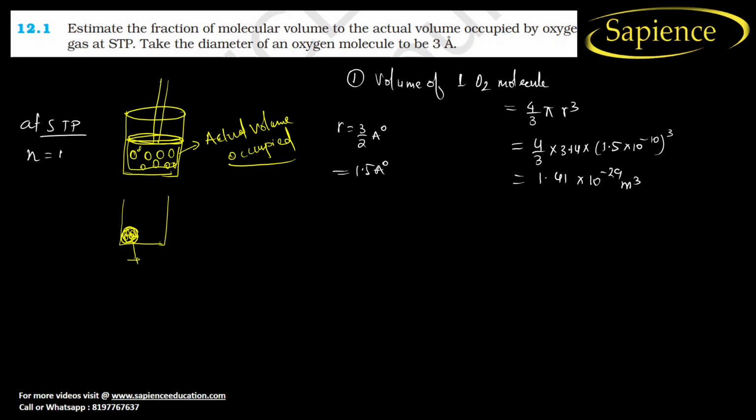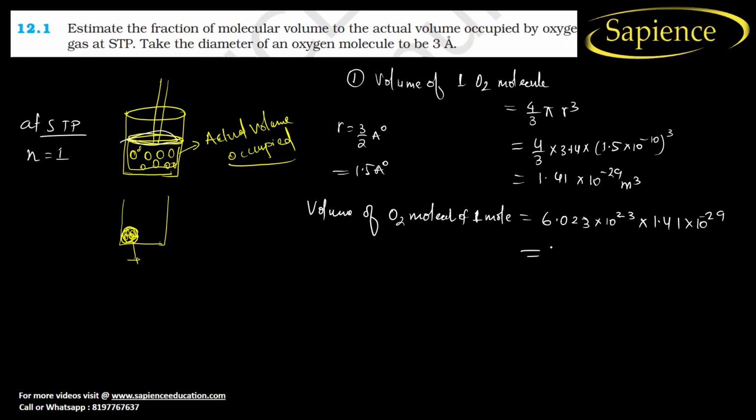At STP, the number of moles will be equal to 1. So if I take 1 mole, I want the volume of O2 molecules in 1 mole. 1 mole means we have to multiply by the Avogadro number, which is 6.023 into 10 to the power 23. Because if you capture 1 mole of gas, it contains 6.023 into 10 to the power 23 molecules of oxygen, and 1 molecule of oxygen has a volume of 1.41 into 10 to the power minus 29. So this is the actual volume of the gas molecules in 1 mole of the gas. This is the amount we have got, right?